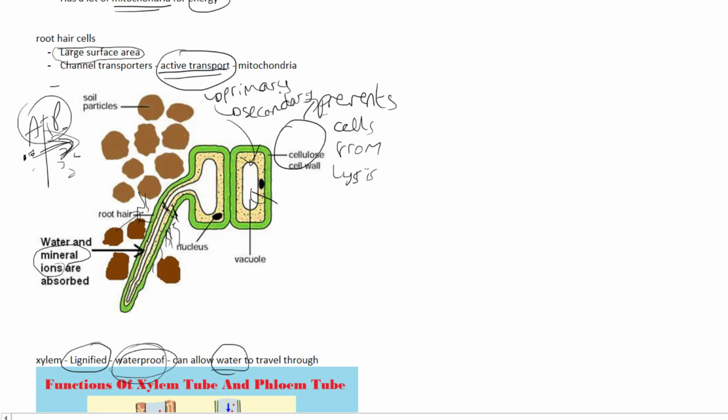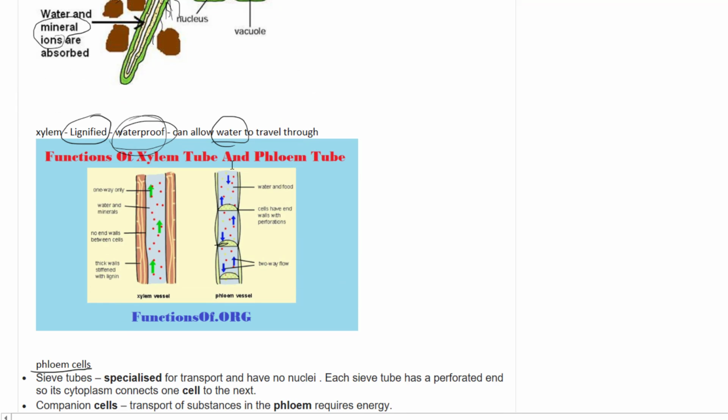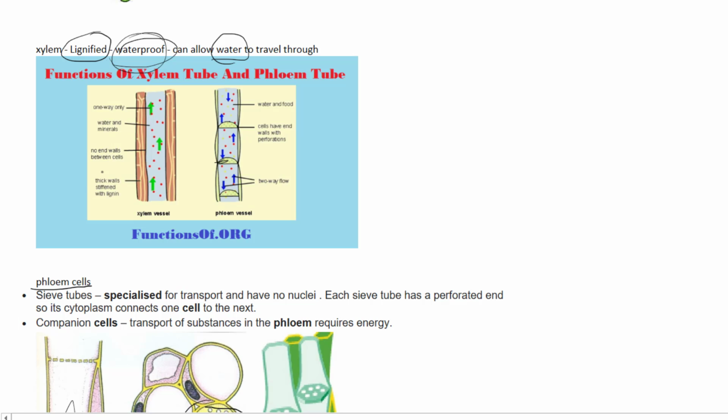I'm just giving you directions on where you should look. For xylem and phloem, you can look into how different species have different types of xylem and phloem. That's just extra. But as I said, these are not going to be examined. These are just extra things you can look into to broaden your knowledge.